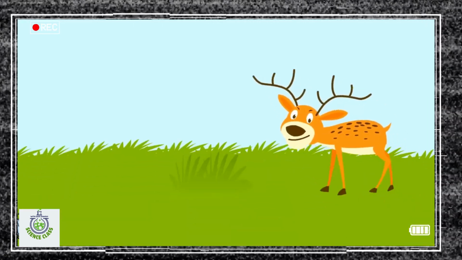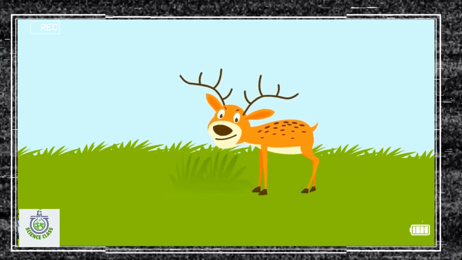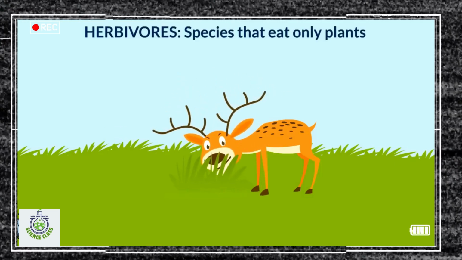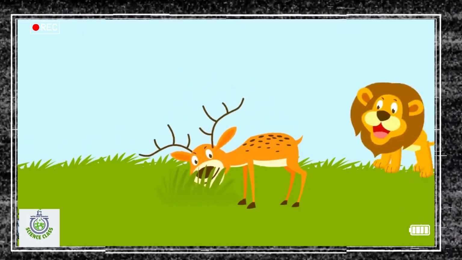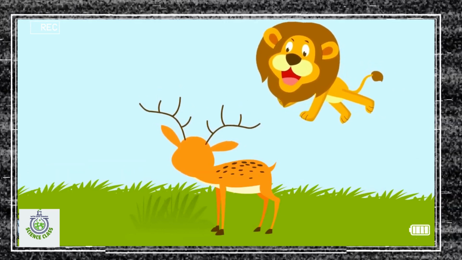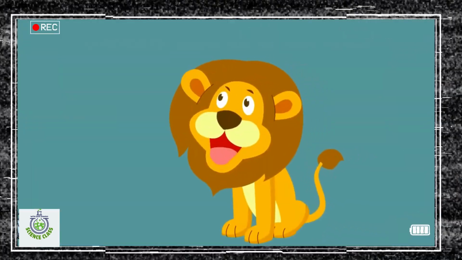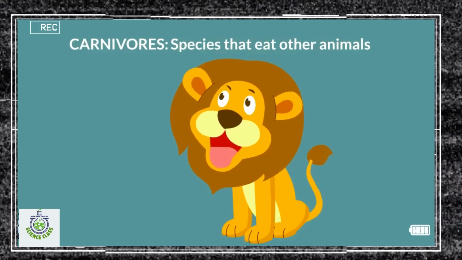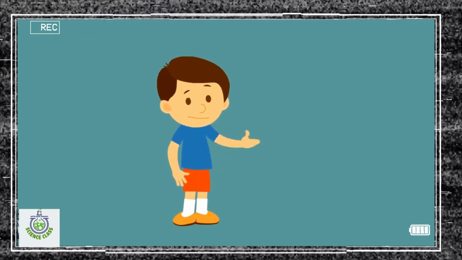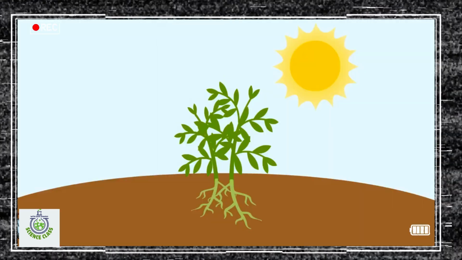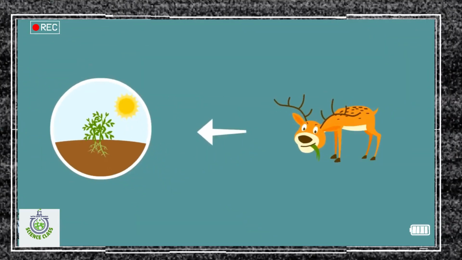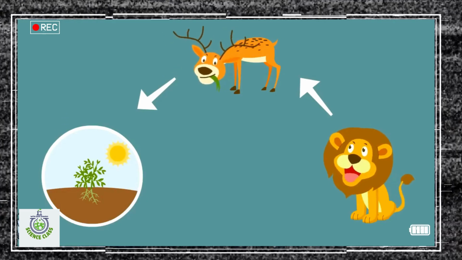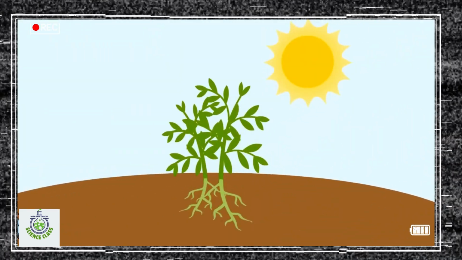Now, look closely. A deer is coming. Oh, it's eating the plant. Species that eat only plants and herbs are called herbivores. Oh my gosh, a lion is coming in and it's in an attacking mood. Lions and other species that eat other animals are called carnivores. Just now, you have seen a small food chain. Plants make their own food. Other animals eat plants, and they are eaten by other animals. You can say directly or indirectly, we all depend on plants for food.